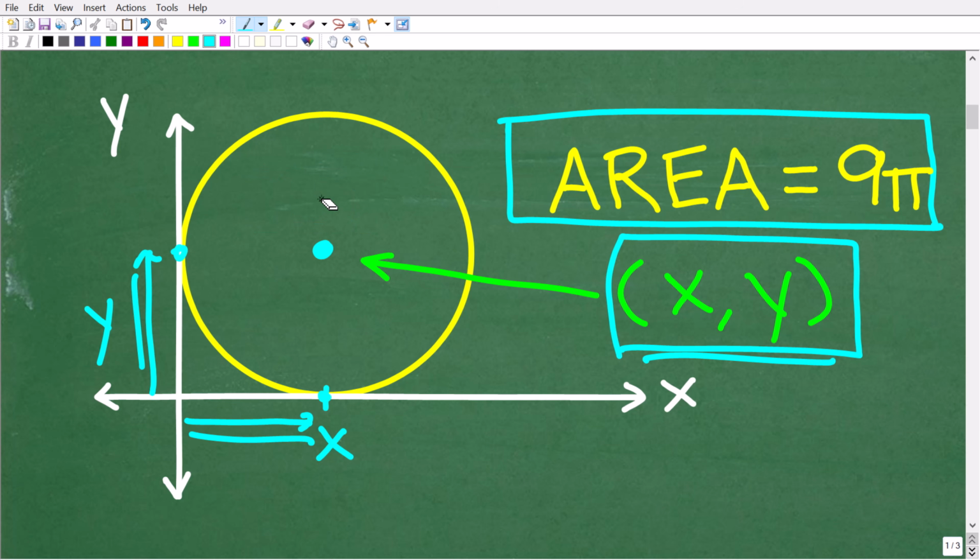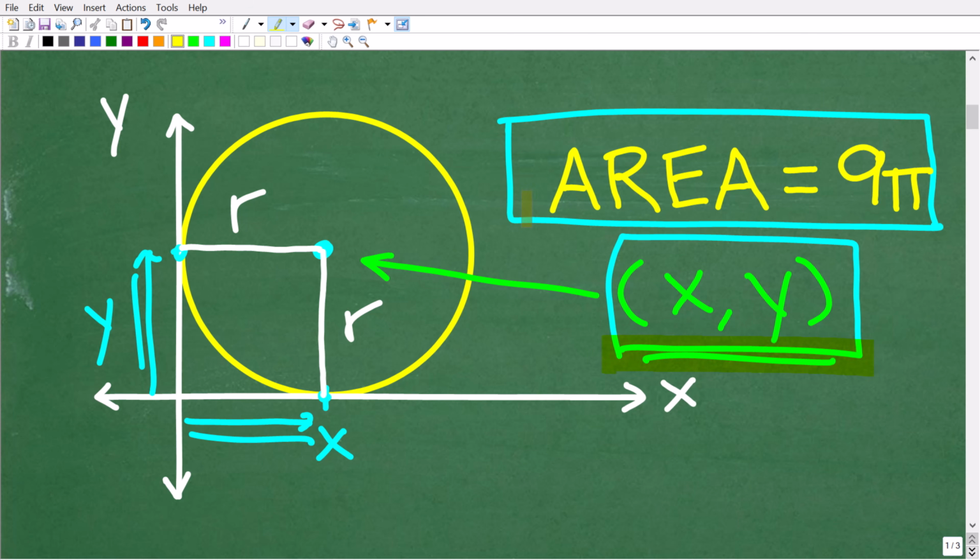Really what we need is this distance from the center out to the edge, from here to here. If we look at a circle, the distance from the center out to the edge is called the what? Hopefully you said, hey, Mr. YouTube Math Man, this is called the radius. And that is exactly correct. So we need to figure out what the radius is in order to solve this problem.